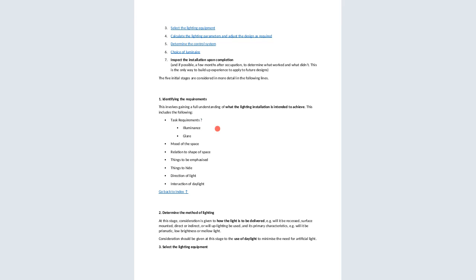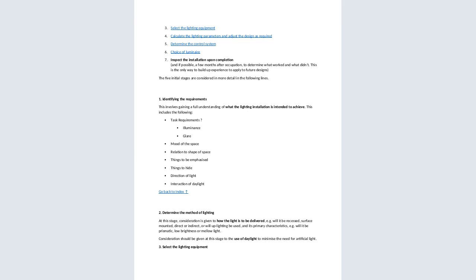So identifying the requirements involves gaining a full understanding of what the lighting installation is intended to achieve. So this includes the following, that is the task requirements: luminance, glare, mood of space, relation to space, shape of space, things to be emphasized and things to hide, direction of light, and interaction of the light. I've already given you several formulas that will be used. So determine the method of lighting. This is another stage, of now determining the method of lighting that you want to use.